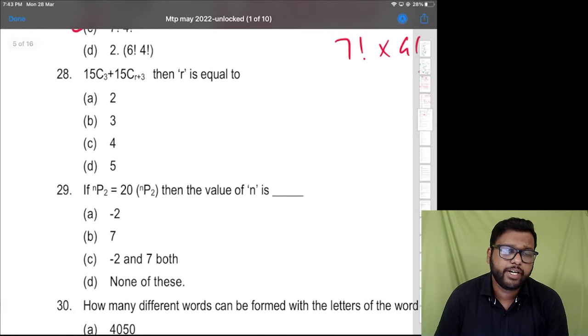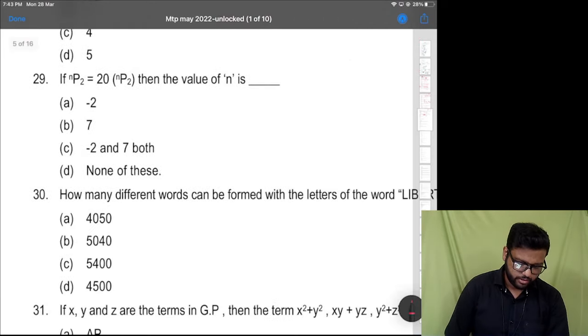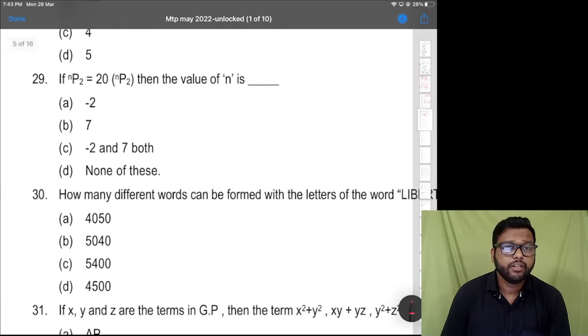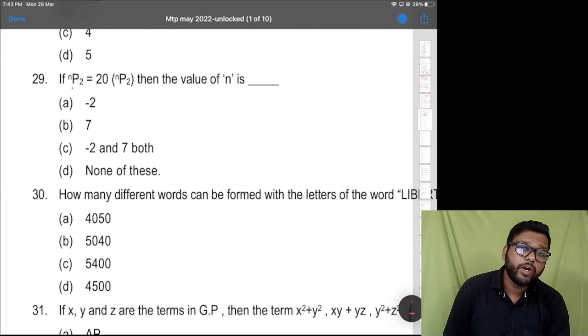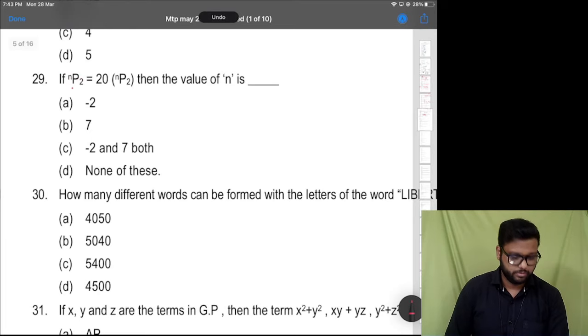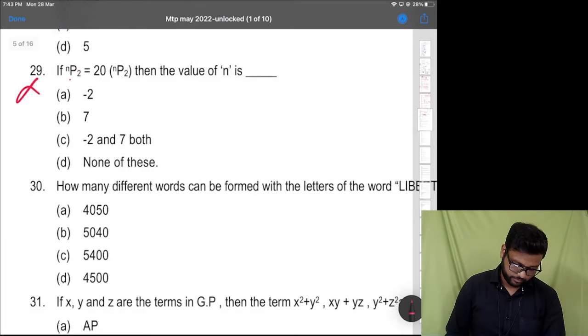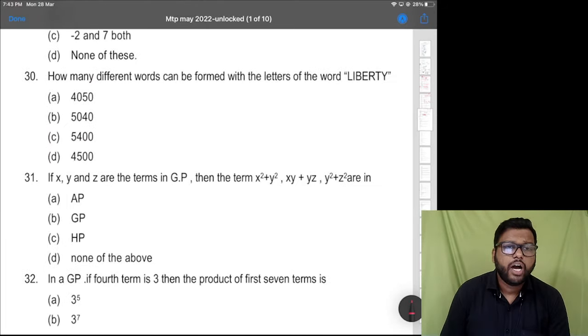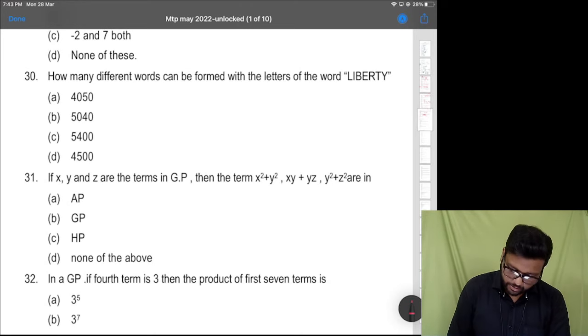28 is again half printed. 15C 3 plus 15C R plus 3 is equal to what they have not given, skip it. 29 is again half printed because they have given NP2 is equal to 20 times NP2. So that makes no sense, right? So skip it. 30. How many different words can be formed with the letters of the word liberty? There is no repetition. So 1, 2, 3, 4, 5, 6, 7. 7 factorial is 5040.